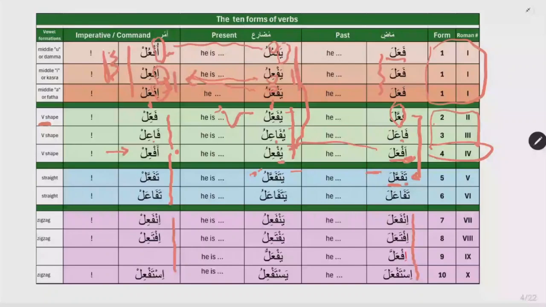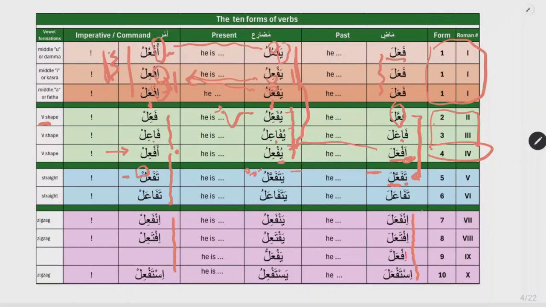يتفاعل, يتفاعلان, يتفاعلون. And the ta will be تتفاعل, تتفاعلان, تتفاعلن, or تتفاعلون, whatever the case, the conjugation table shows us. Right, and then the fa'al is the imperative here. You notice it's sukun showing you that it is the command form of that verb.